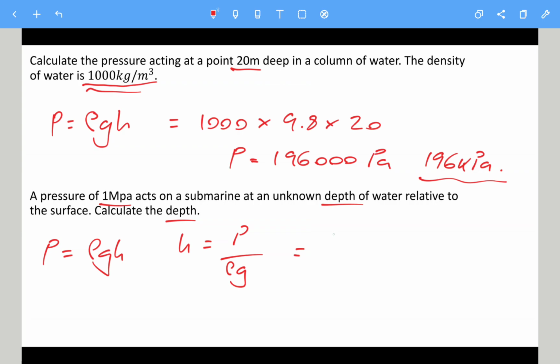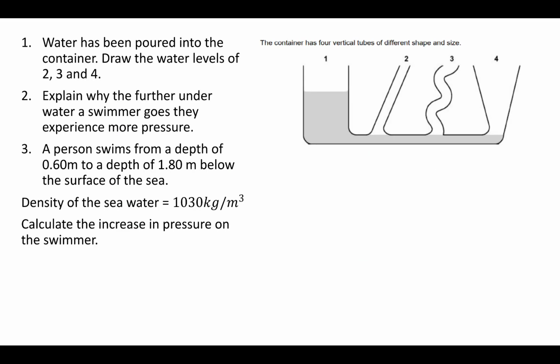Then just put the numbers in. So 1 megapascal is 1 million. So 1 with 6 zeros, or 1 times 10 to the 6 for standard form, divided by the density, which is 1,000, times 9.8. That top number is just 1 million, remember. So if you calculate that, you should get a depth of 102 meters. Okay, let's move on. So quite a few questions there. If you want to pause and have a go, and then I'll take you through the answers.